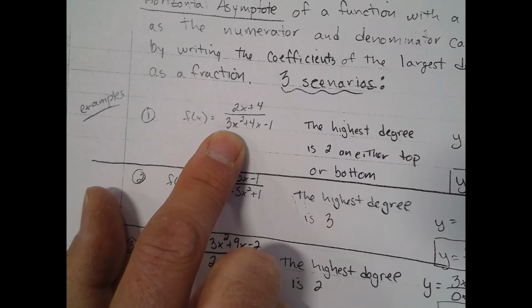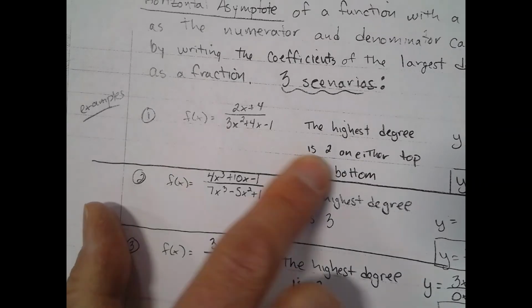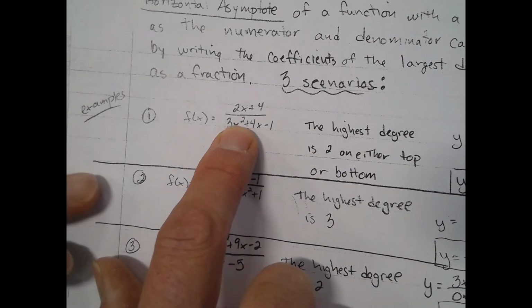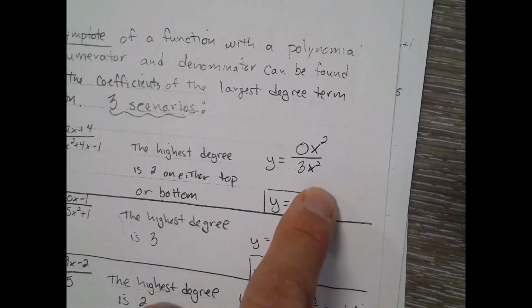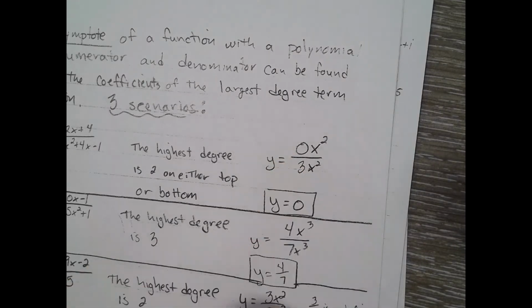There are no x squared terms on top. There's no quadratic terms on top. And there are 3 of them on the bottom. So the highest degree is 2, because there's no x cubed, no x to the 4th. The highest degree is on the bottom. The ratio of the top amount over the bottom amount is your horizontal asymptote. So there is a horizontal asymptote at y equals 0, because 0 over 3 is 0.